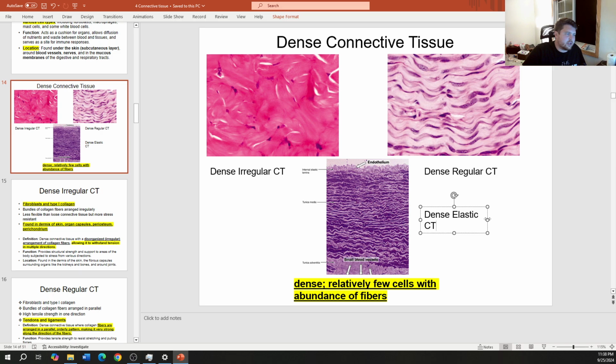We also have another tissue called dense elastic connective tissue, and this one right here looks more similar to the regular, just with a little bit thinner pieces, okay? This dense elastic tissue is part of a vessel right here. The tunica media, tunica adventitia, and the internal elastic lamina, all of this right here.